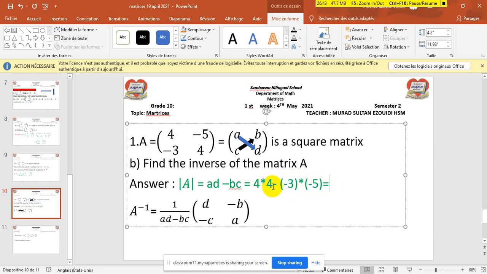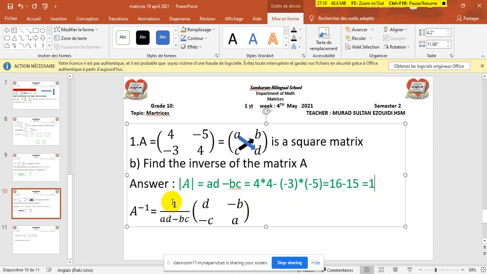Look, 4 by 4, 16. Clear? 4 multiplied by 4 is 16. I wrote the answer here. This is a negative sign, you see? Leave it. But go here: negative 3 multiplied by negative 5. Negative by negative is positive. 3 by 5, 15. But there is a negative sign, so it will be negative 15. So 16 minus 15 is equal to 1. So the determinant is equal to 1.